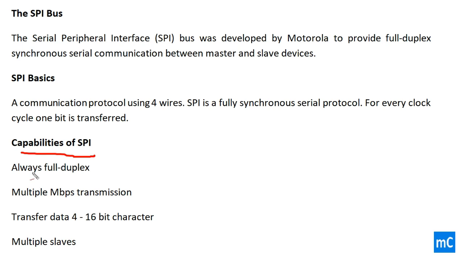Capabilities of SPI. SPI is always full duplex. Even if the configuration changes, that is the mode changes, SPI will always be full duplex. Multiple Mbps transmission, and the transfer data bit is 4 to 16. Also, like I2C, you can add more slaves. So, this one has more speed. The speed will be in terms of Mbps. This is one of the big advantages of SPI when we compare it to I2C.